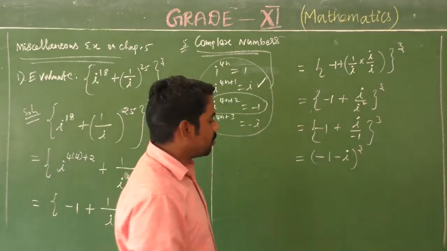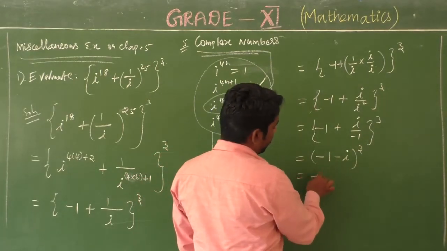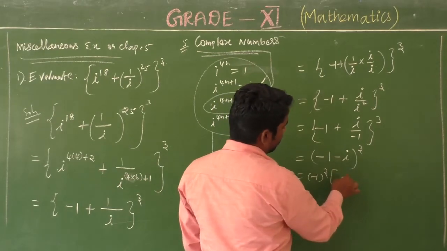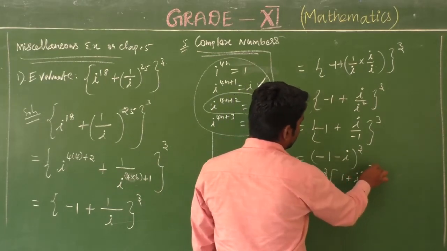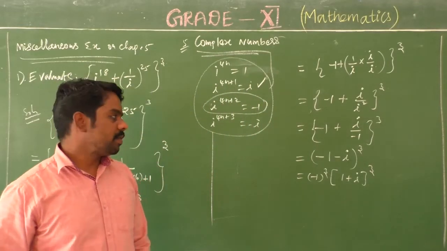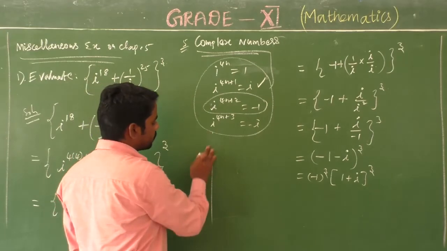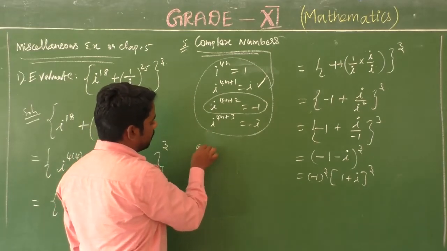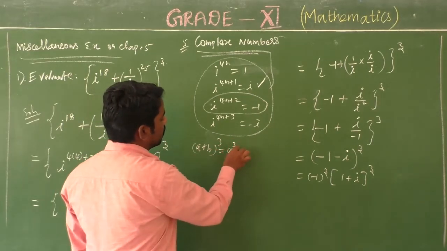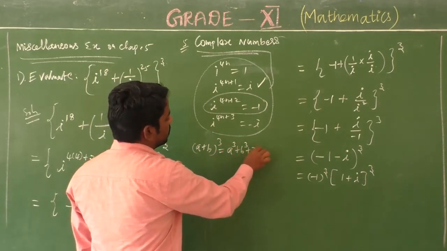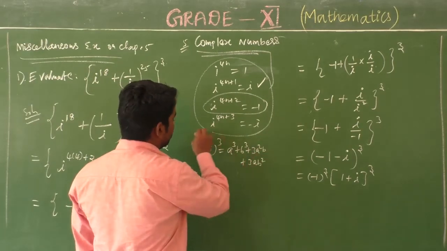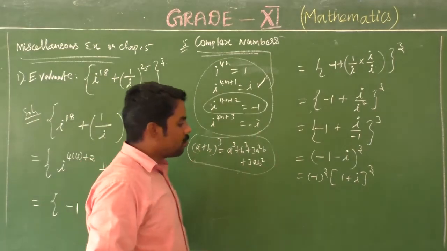This complex number is in the form of minus 1 whole power 3. Take minus 1 common, so the remaining is (1 plus i) whole power 3. This is the (a plus b) whole cube formula. You know the (a plus b) whole cube formula? (a plus b) whole cube is equal to a cube plus b cube plus 3a squared b plus 3ab squared. Here a is 1 and b is i.